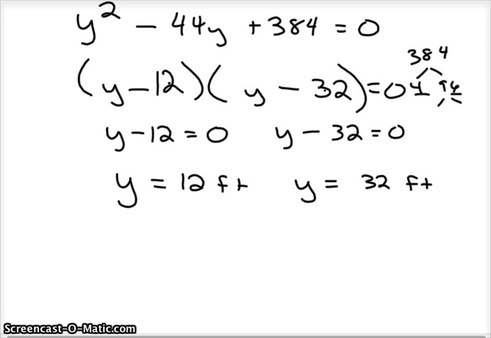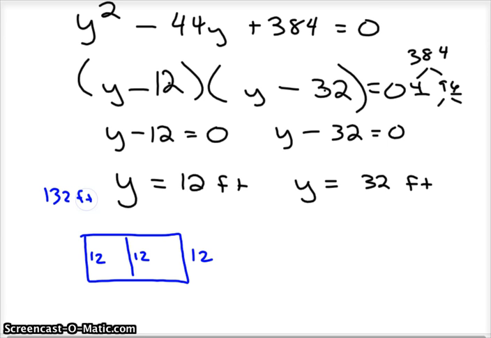But since one is 12 feet, we've got our original figure here like this, and each of these sides are 12. And we know we have 132 feet to work with. So 132 minus 36 is 96, I do believe. Divide that by 2, and you know each side has to be 48 feet long. So this is a 48 by 12.